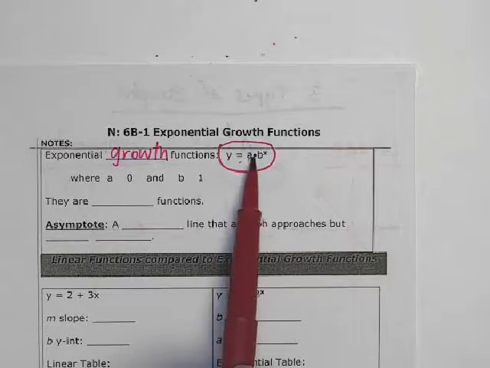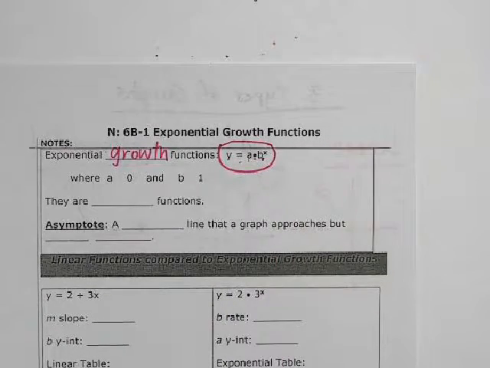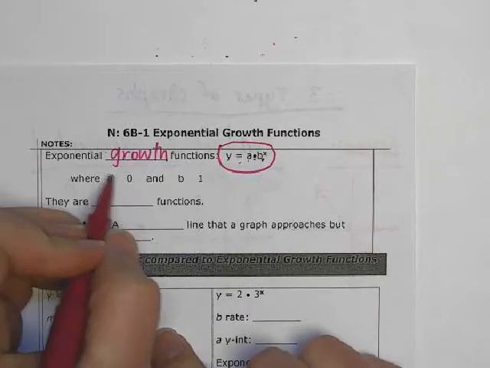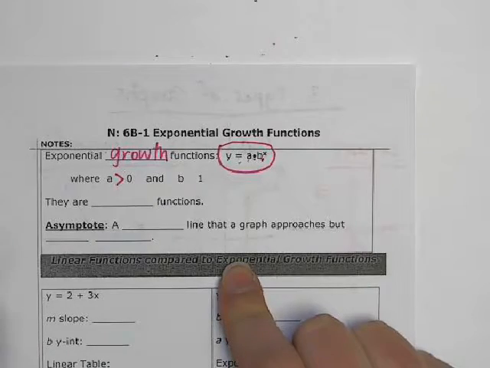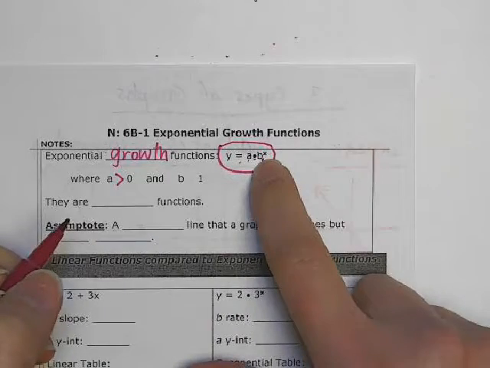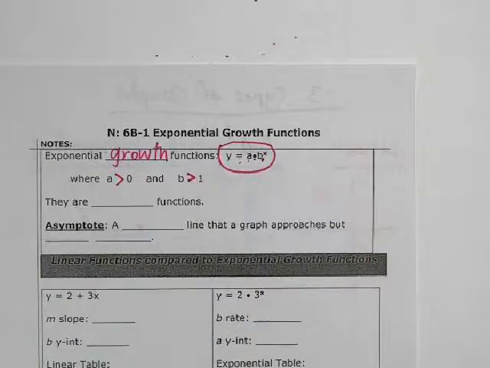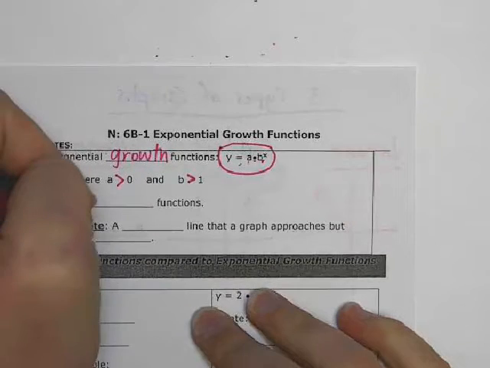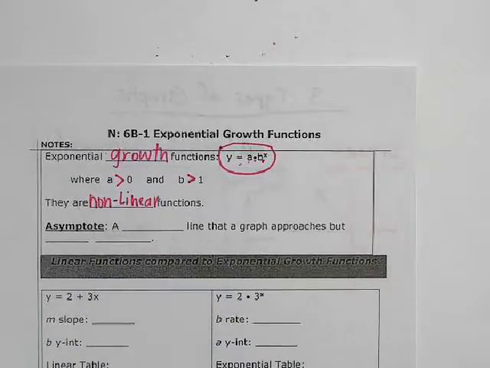Y equals a times b to the x. Notice where the x is. It's an exponent. Okay? Exponential, exponent x. Where the number a, this first number, has to be greater than 0. And the number b in the problem has to be greater than 1 for it to be a growth. Okay, they are non-linear. What's linear mean? Straight line. So these are non-straight lines.